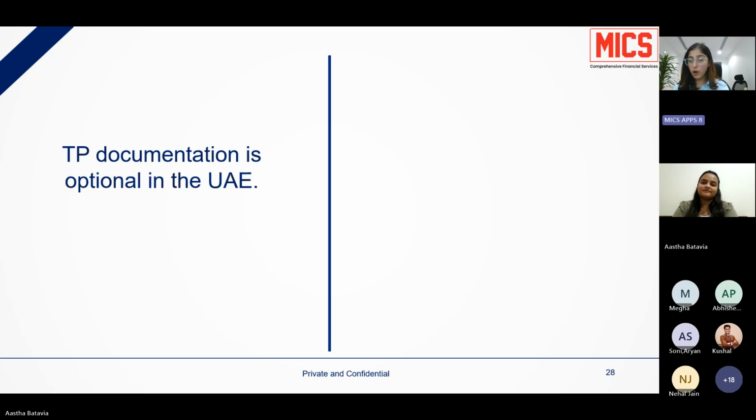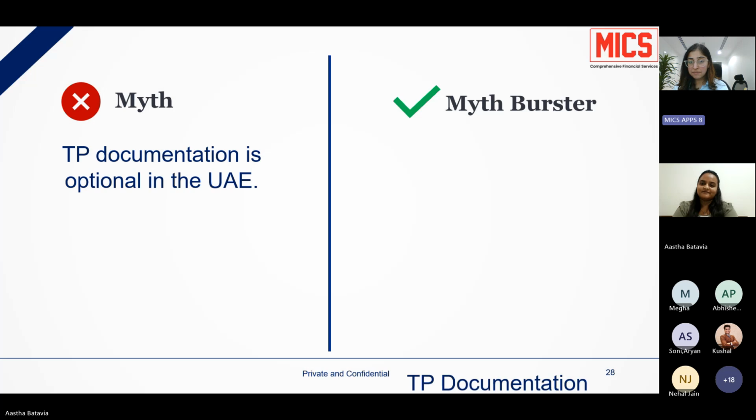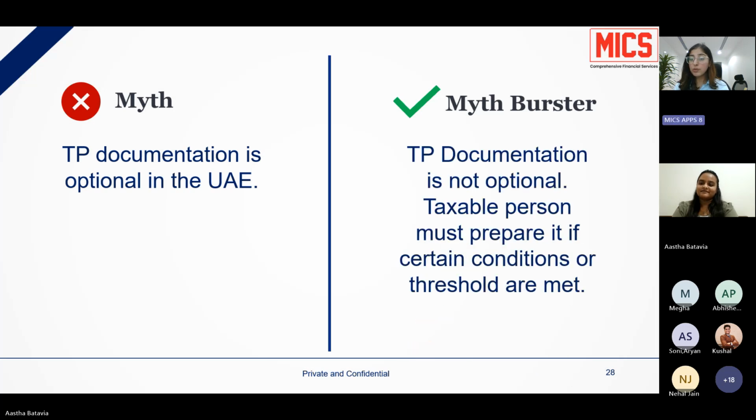TP documentation is optional in UAE. Absolutely a myth. Anyone who tells you this, please don't believe them. And the buster is: TP documentation is not optional. A taxable person must prepare it if certain conditions or thresholds are met. There are a lot of conditions and thresholds associated with maintaining the transfer pricing documentation, which we can have a look at in the next slide.